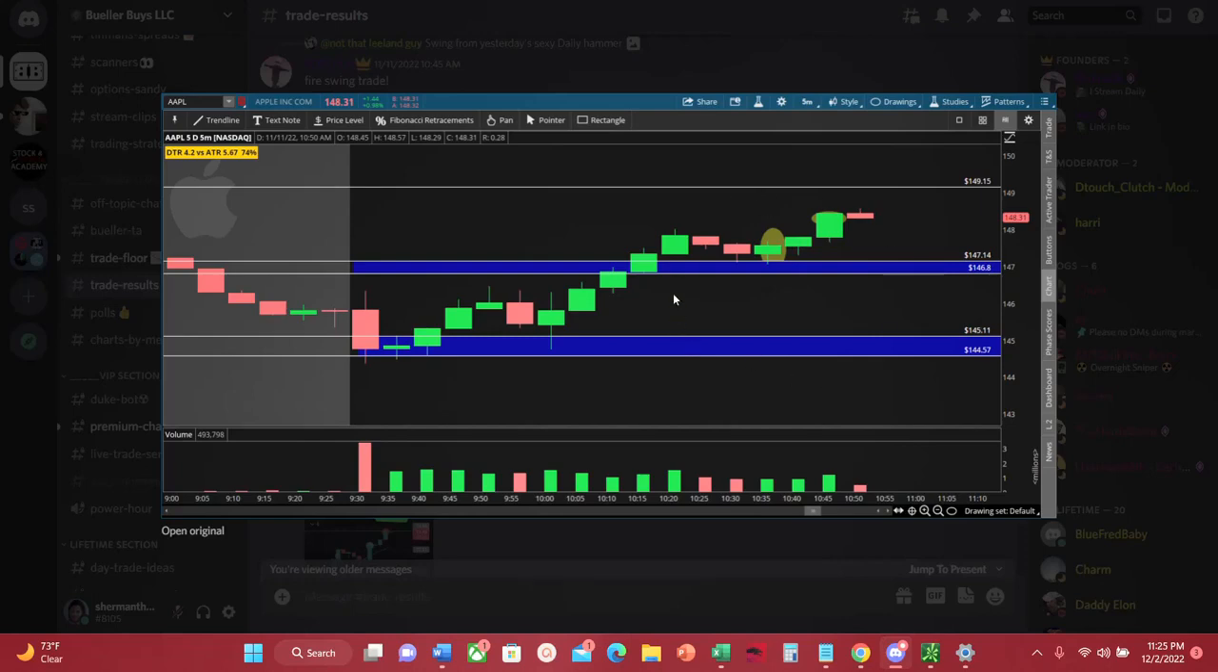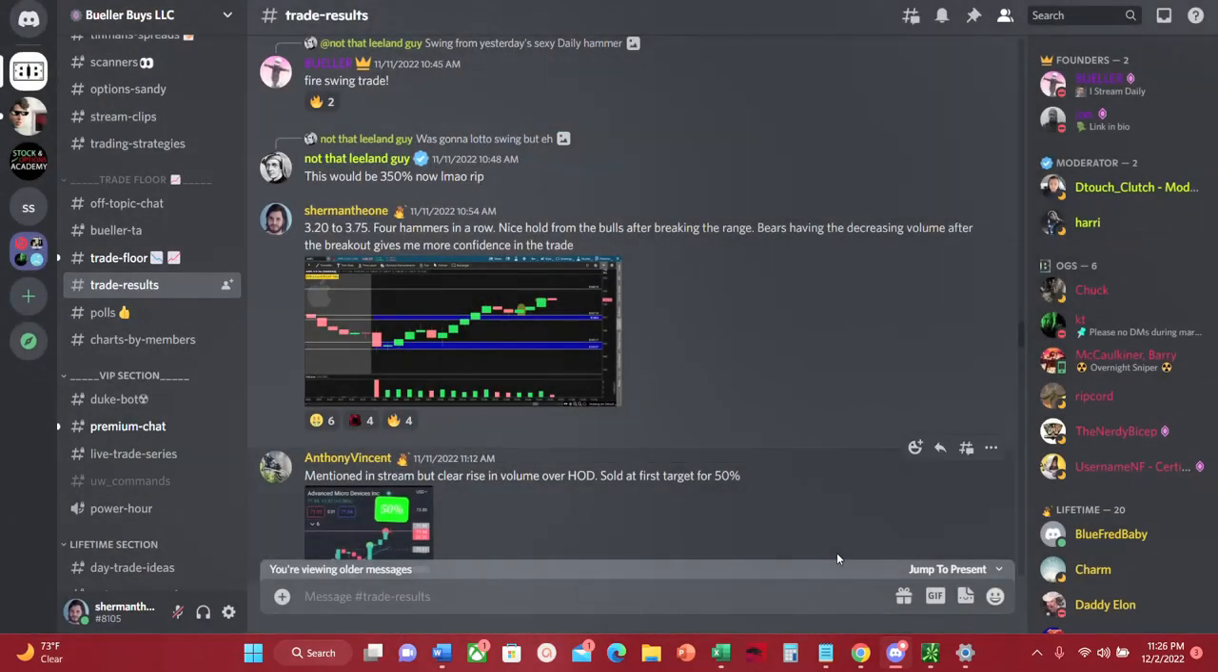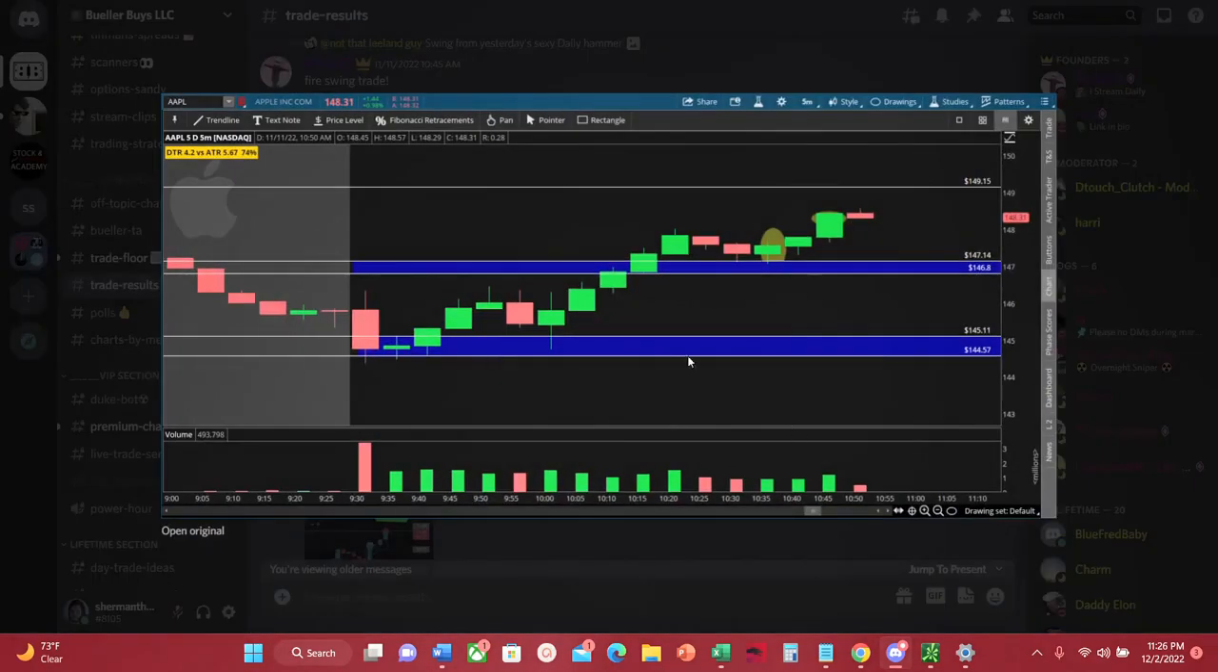Really easy, and you get the retest. That's what I'm looking for. I'm looking for a break above with volume, goes back down, and I see it's already ready to bounce. Get in on that candle, boom, get into the next one. Easy trade. And it went down right after too. I remember that. Bears having decreasing volume after breakout gives me more confidence in the trade. That decreasing volume coming right here, going down.